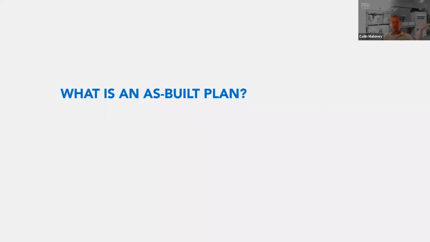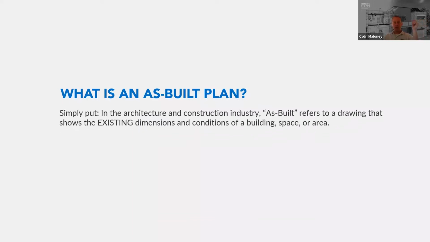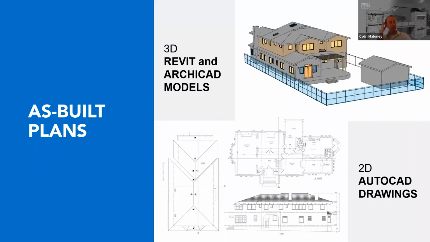So again, what is an as-built plan? Let's just keep this simple. I think we all can agree. Simply put, in the architecture and construction industry, as-built refers to a drawing that shows existing dimensions and conditions of a building, space, or area. Sounds agreeable?